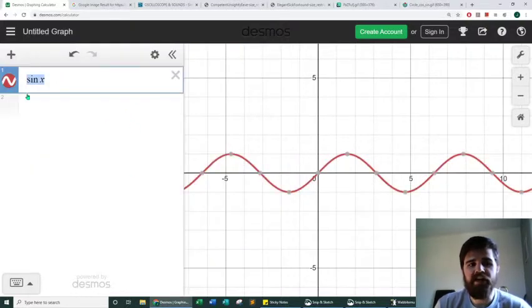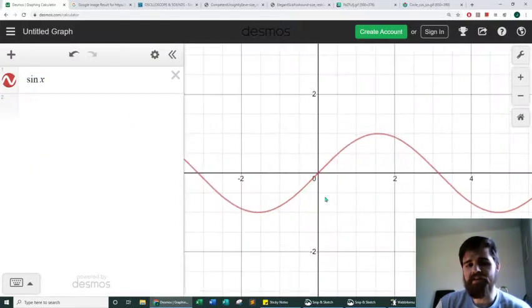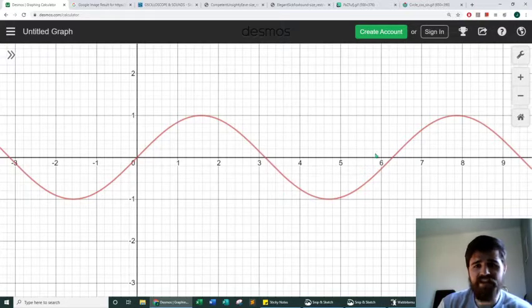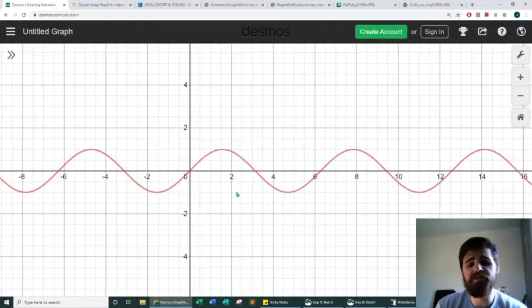So if I graph sine of x, you're going to see something like this. You're going to see a wave. So these trig functions give us these sinusoidal waves. Cosine looks pretty similar. We get this wave function.